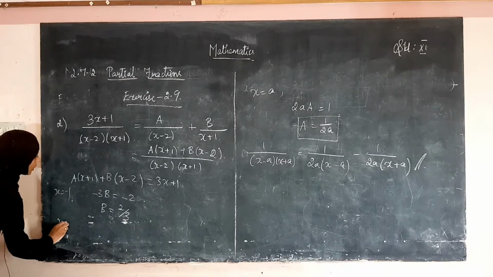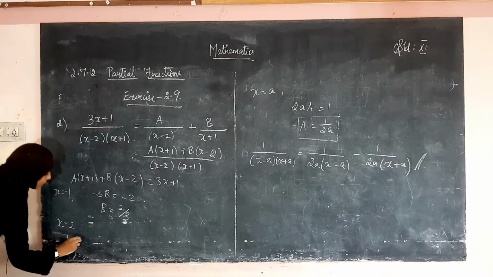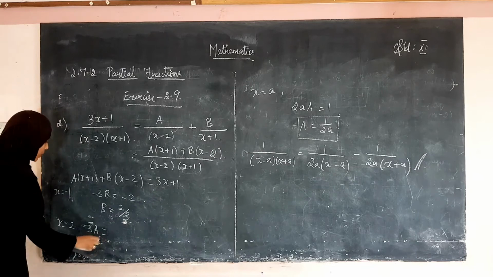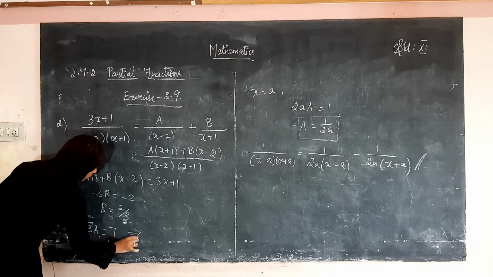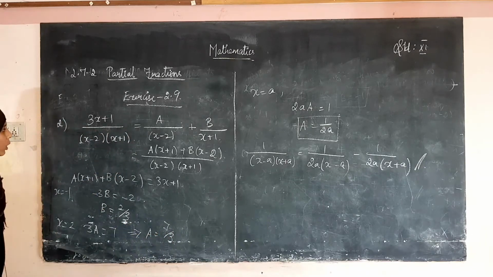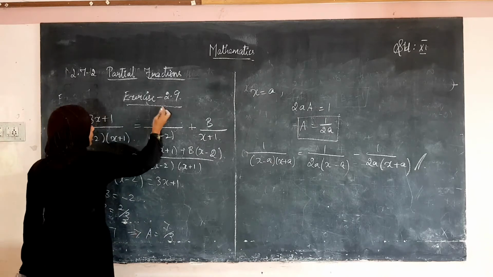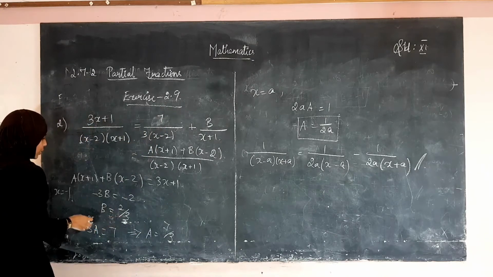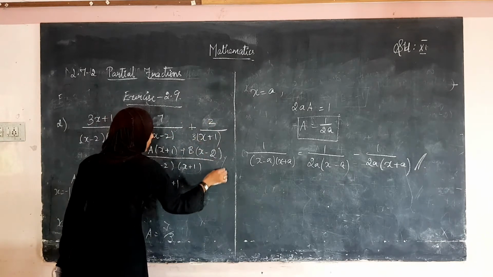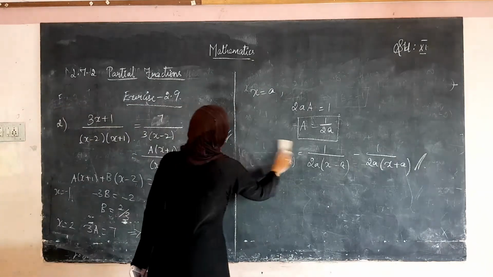Then substitute x is equal to 2. The second term becomes 0. 2 plus 1 is 3, so 3A is equal to 3 into 2 is 6, 6 plus 1 is 7. Therefore A's value is 7 divided by 3. Okay, so substitute the value of A as 7 divided by 3 and also the value of B as 2 divided by 3. So this is the answer. Now, let us see the third sum.